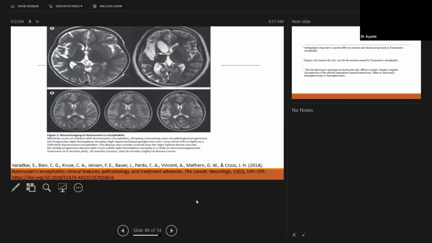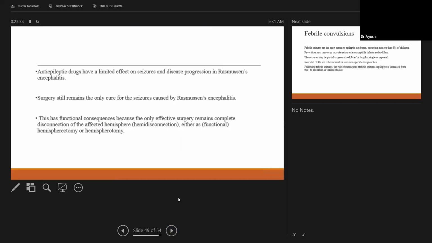In this diagram, we can see the MRI brain, which shows progressive right hemisphere atrophy and basal ganglia loss over 1 year as we go from left to right in a child with Rasmussen's encephalitis. While in B, we can see a slowly progressive disease with more subtle right hemispheric atrophy in a child with immunosuppressant treatment. Anti-epileptic drugs have a limited effect on seizures and disease progression in Rasmussen's encephalitis. Surgery remains the only cure for the seizures caused by Rasmussen's encephalitis, but this will have functional consequences because the only effective surgery remains complete disconnection of the affected hemisphere, hemidisconnection, either as functional hemispherectomy or hemispherotomy.